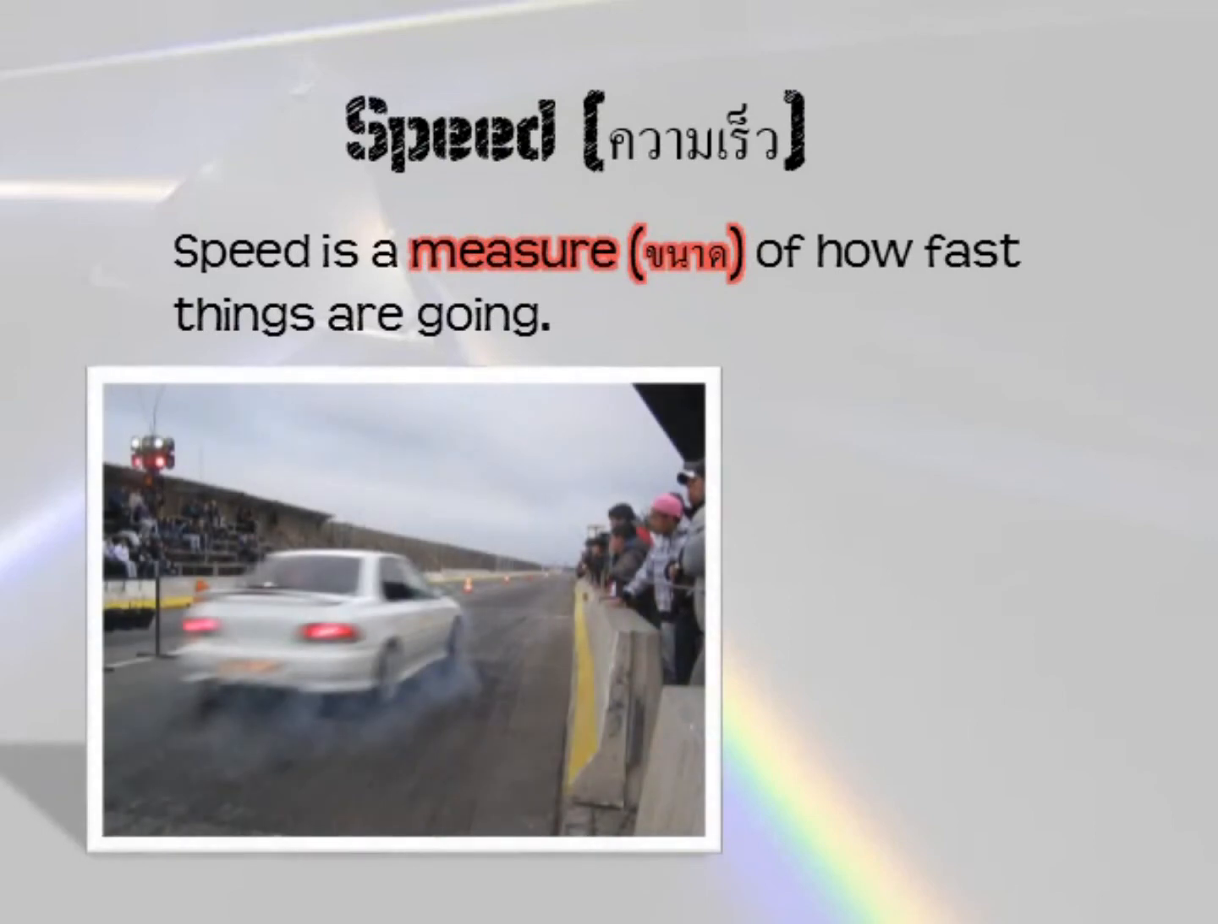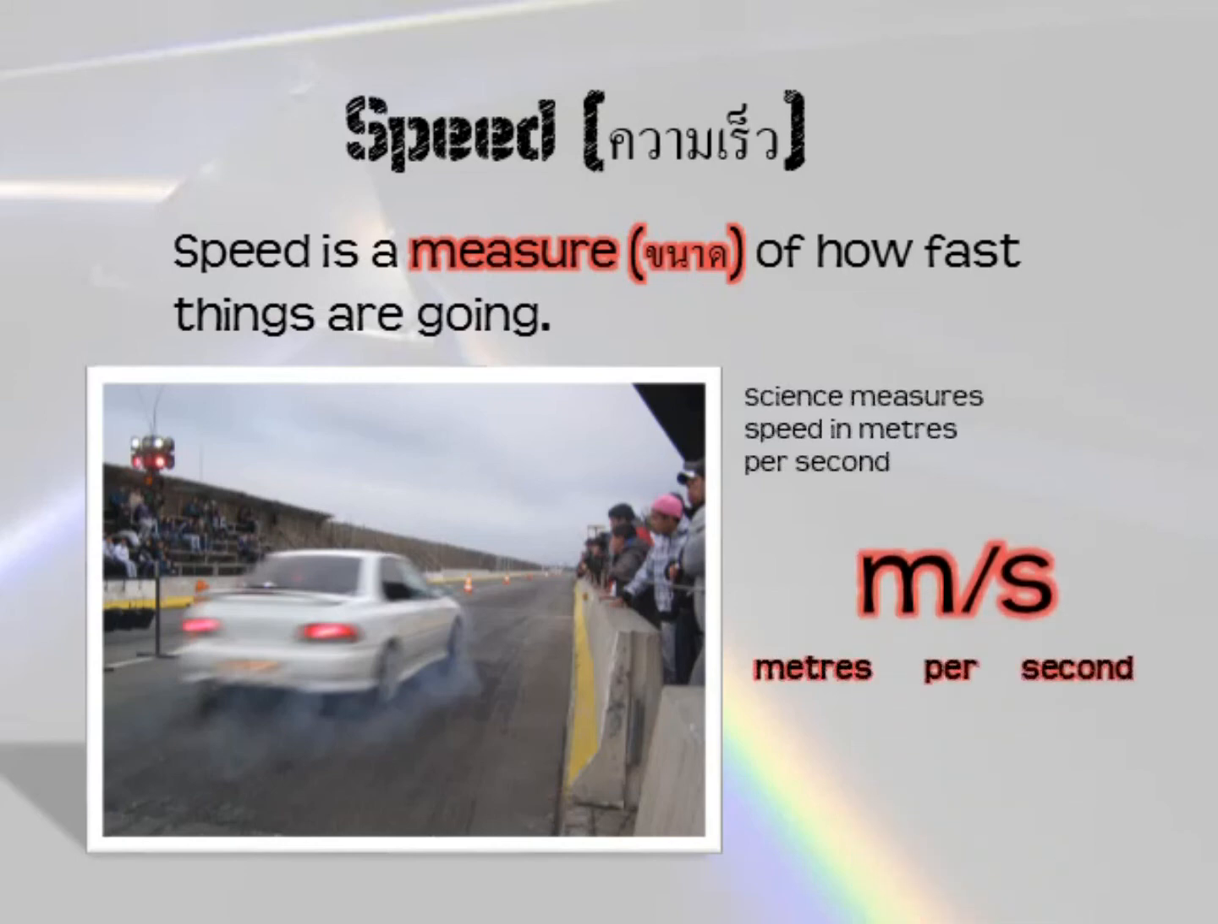Speed. Speed is a measure of how fast things are going. So here you can see a speeding car. Again, you can use speed as a noun or an adjective. And speed is measured in meters per second, at least in science it is. You can also measure it in kilometers per hour or miles per hour, which we sometimes do, but in science we very often use meters per second. We can also think of speed as a change in distance over time, because it tells you how many meters you travel in 1 second, or how far you go in a certain time.